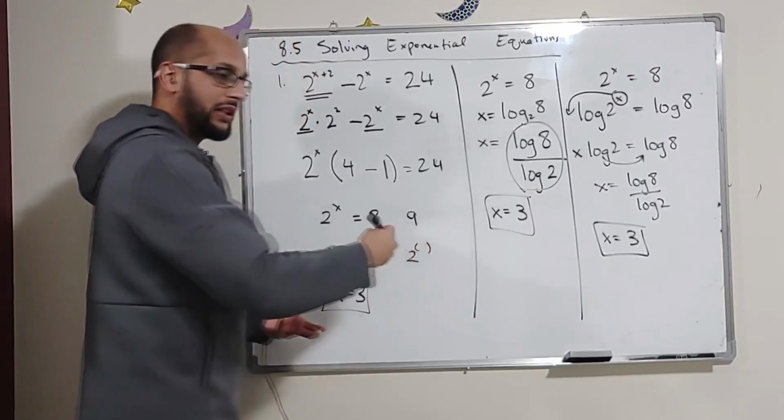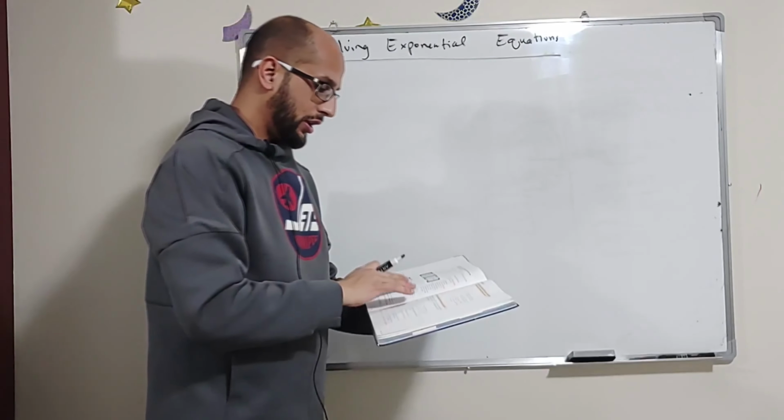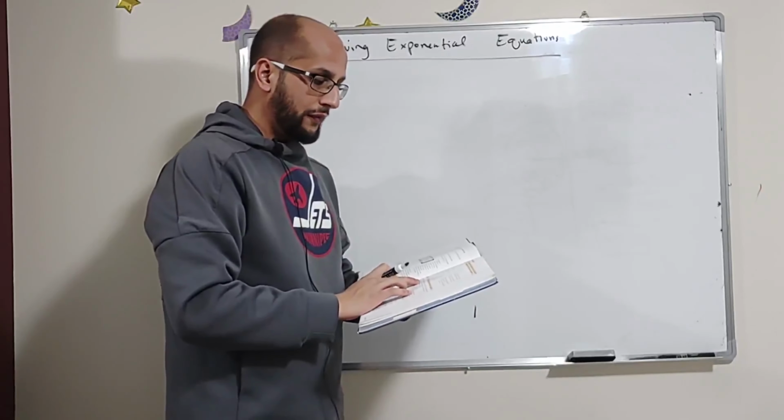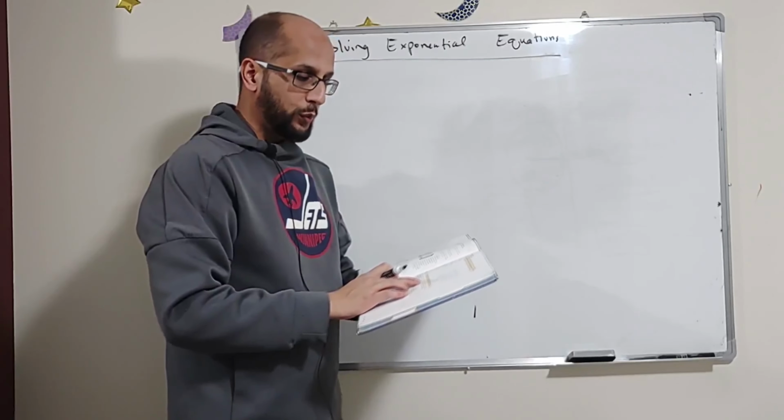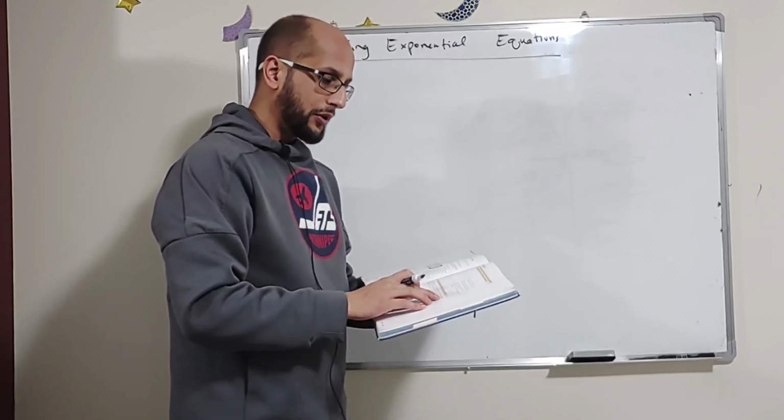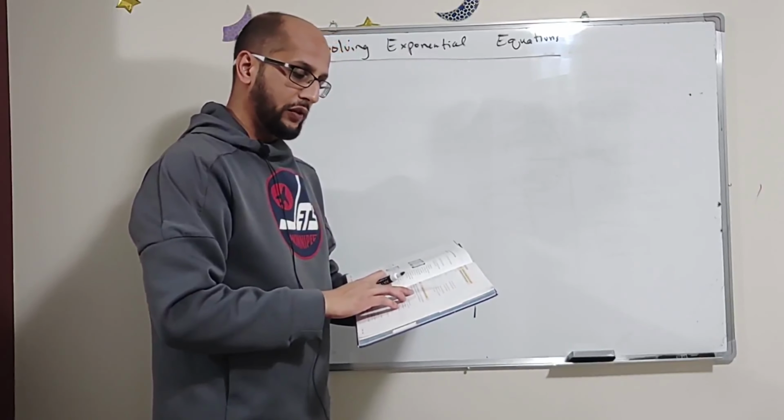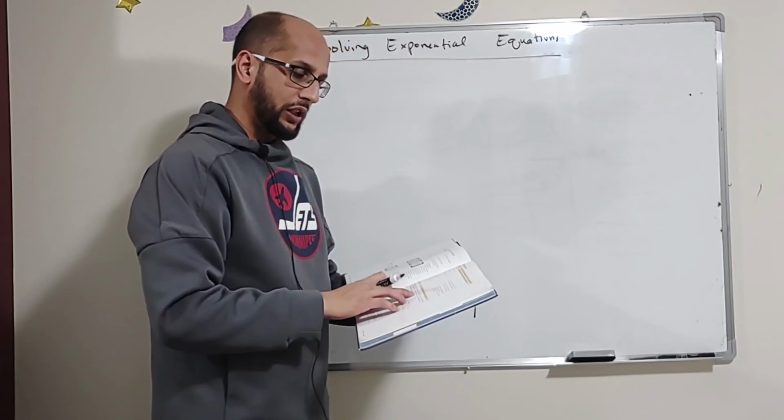Okay, let's try another example. Okay, we're going to look at example 3 in the textbook. It's a word problem. So let's summarize what we know and use it to come up with an equation. An investment of $2,500 grows at a rate of 4.8% per year, compounded annually. How long will it take for the investment to be worth $4,000?